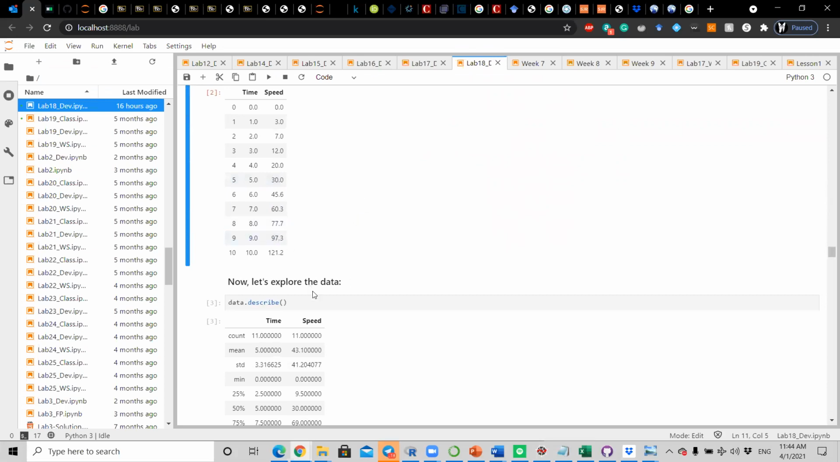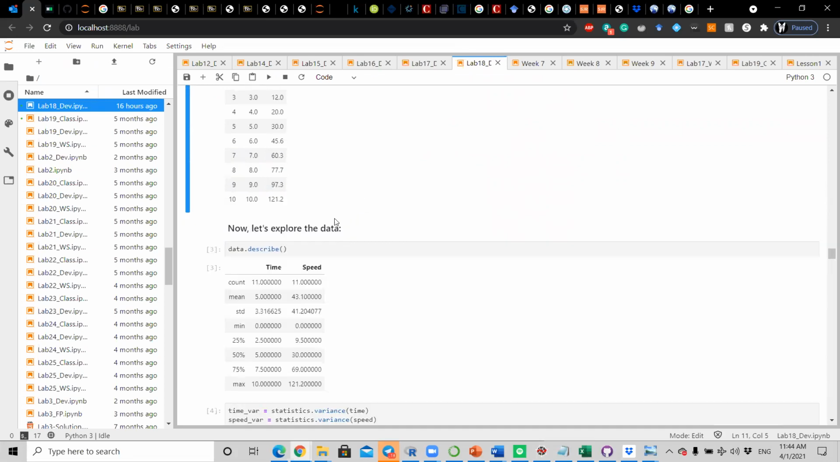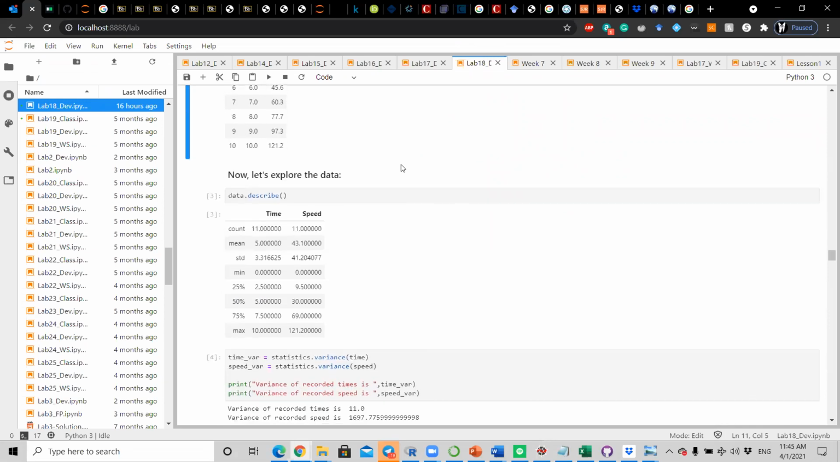Now, I am going to explore the data with the describe function. So, Caden, tell me what you see. Well, in both columns, we have 11 things. The mean of time is 5, and that's nearly meaningless. The mean of speed, however, is 43.1. That's useful. Standard deviation of speed is 41.2. I see our min, our maximum. I can calculate the interquartile range from that. That's about it. Okay, thank you very much.